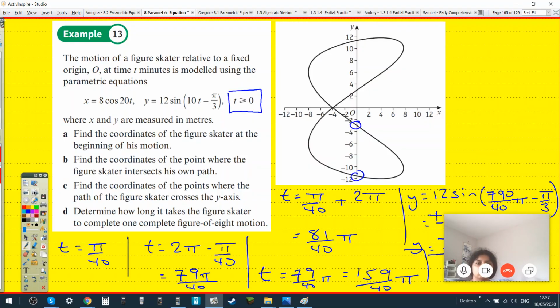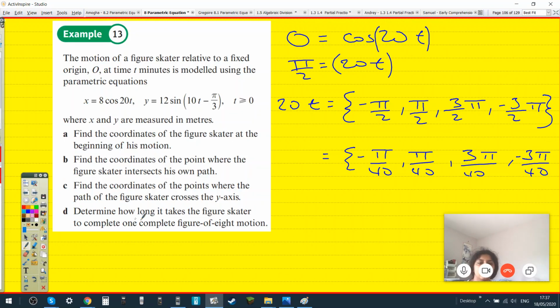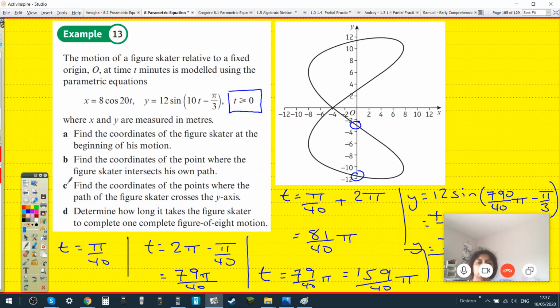And D. I don't know how to do D. Determine how long it takes the figure skater to complete one complete figure of 8 motion. Well, let's see. It's when their coordinates go back to being the same again.